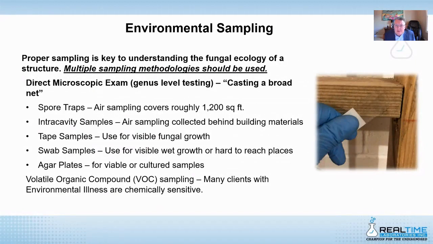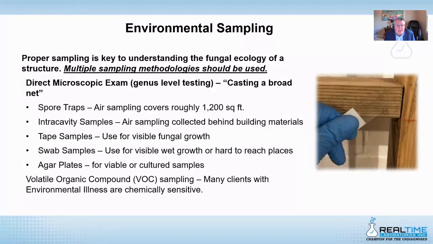So environmental sampling really breaks down to, as we mentioned, two types. We have direct microscopic exam, which is going to be at the genus level. I live in South Florida, so I use a fishing analogy. I would say that a direct microscopic exam is like casting a broad net. You throw it out there, and whatever comes back is what you get. And we'll talk a little bit about spore traps.